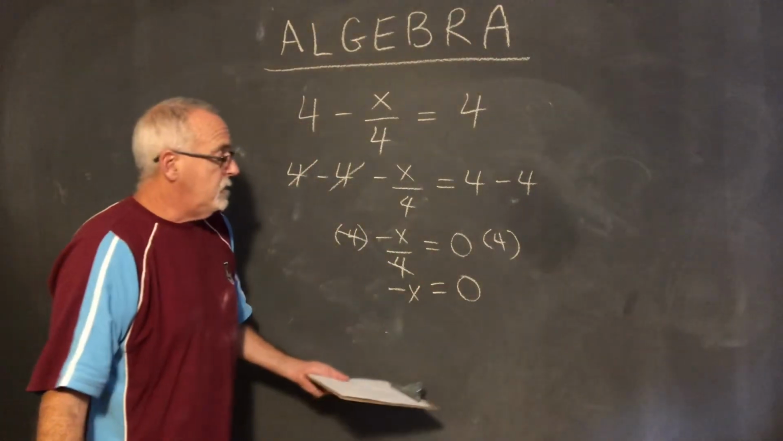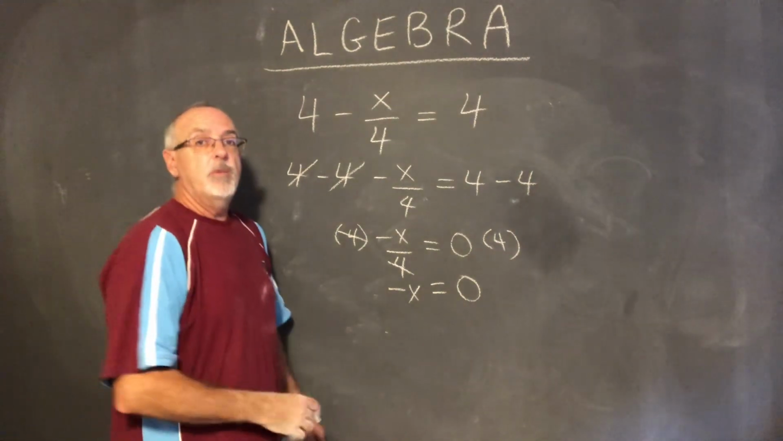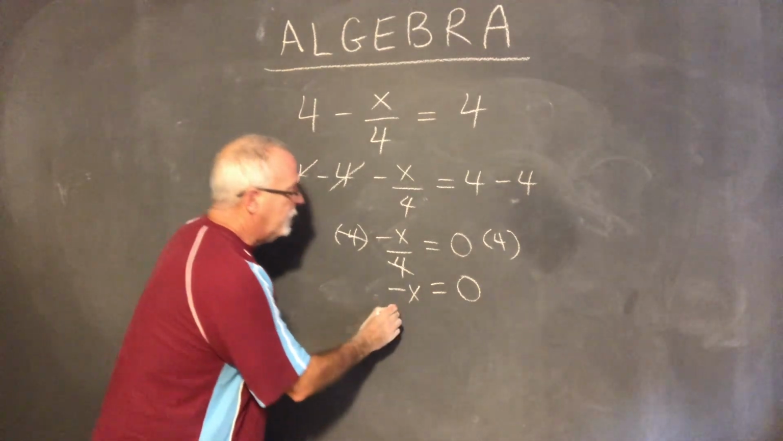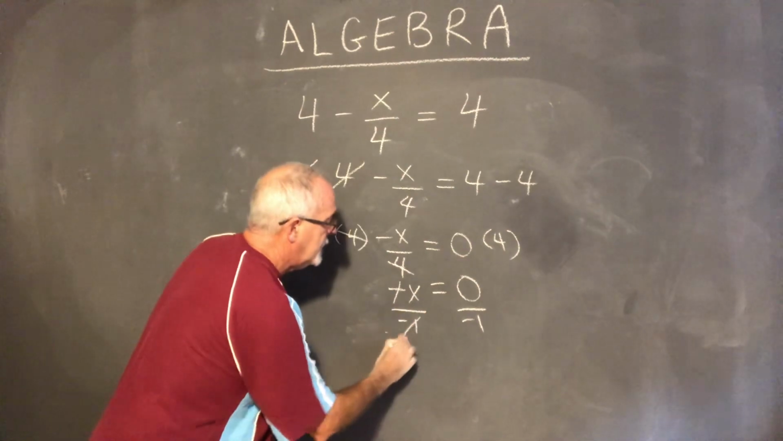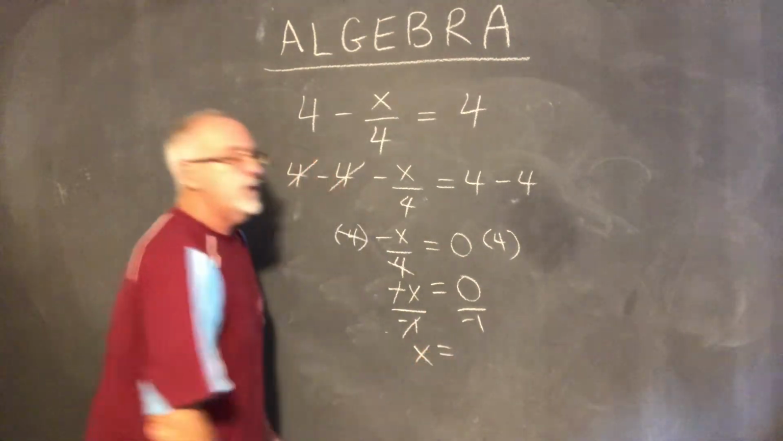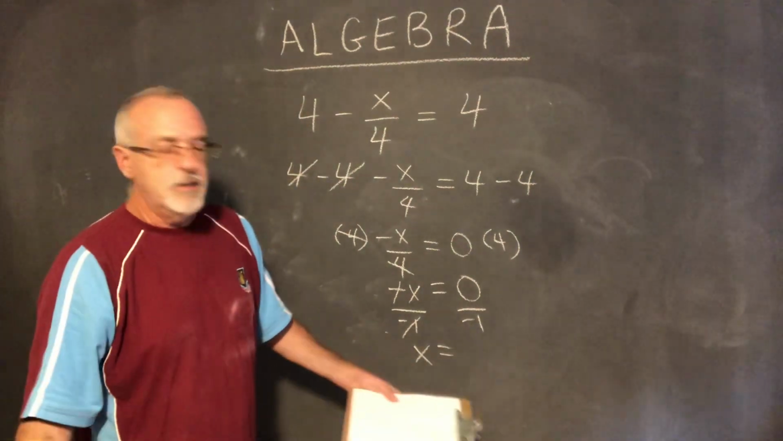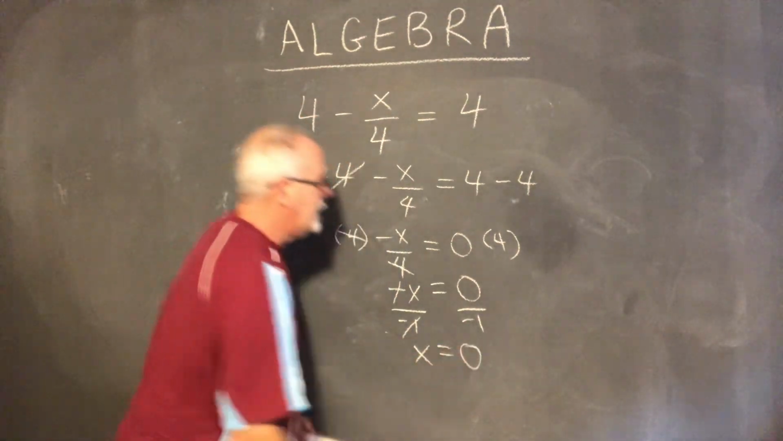Am I finished? No, not really, although I can kind of see what's going to happen. And I might want to just jump to an answer, but I don't want to. My x is being multiplied by a negative 1, so I'm doing the opposite. I am dividing both sides by negative 1. These cancel. X is alone. 0 divided by negative 1 is still 0. Any fraction with 0 as the numerator is equal to 0, even if the denominator is negative. So I have x equals 0.